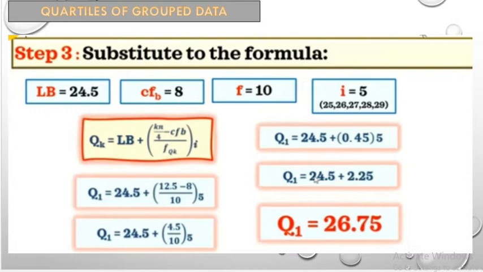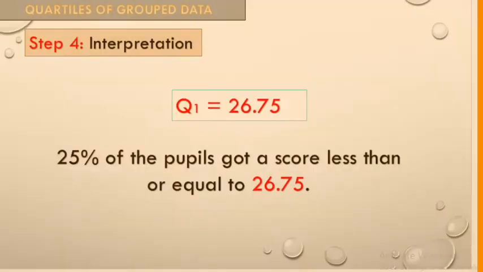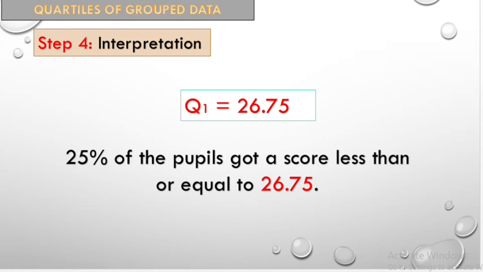Always remember po, para hindi tayo magkamali, lagi po nating unahin yung nasa loob ng parenthesis. Okay? So, ang ating quartile 1 after solving is now 26.75. So, again, ang ating quartile 1 is 26.75, meaning 25% of the pupils got a score less than or equal to 26.75.